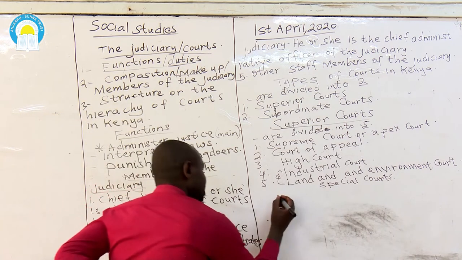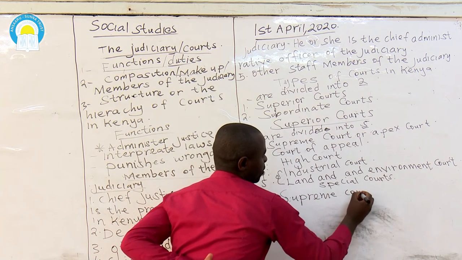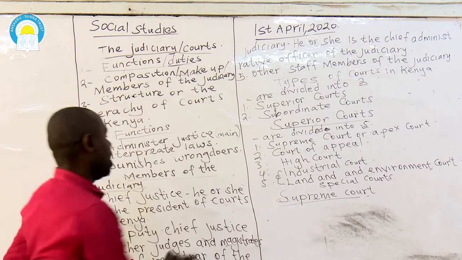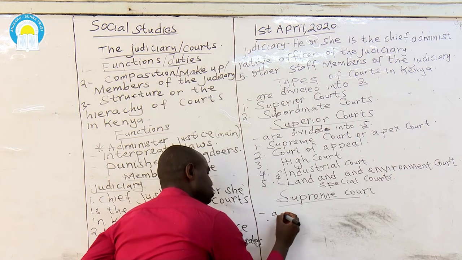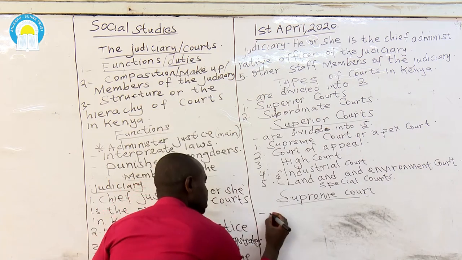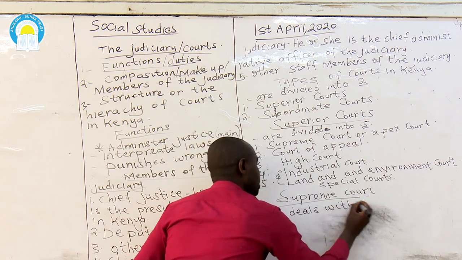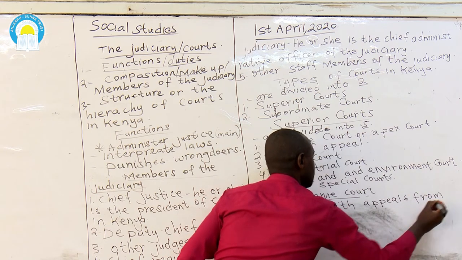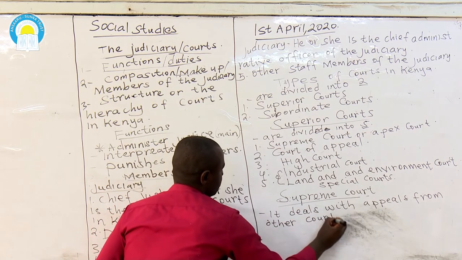So just quickly, allow me to look at the Supreme Court in short. Now, this Supreme Court is very important. Why? Number one, it deals with what we call appeals. It deals with appeals from other courts.